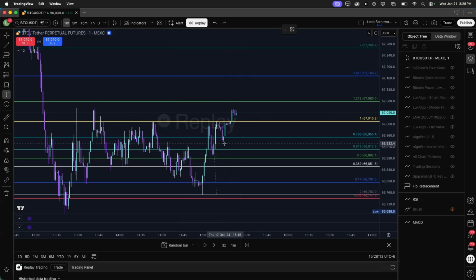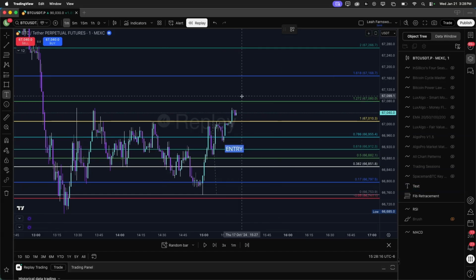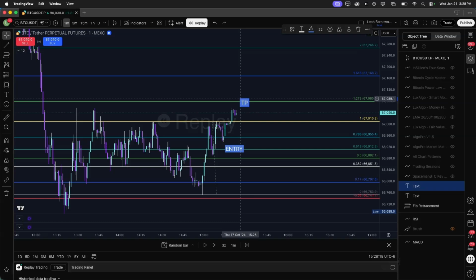So this was a random bar replay, right? But I would have looked for entry here and take profit here. We'll see if we can find another entry after this plays out, right? I'm on a random bar on Bitcoin, so it is what it is. But let's play it forward.